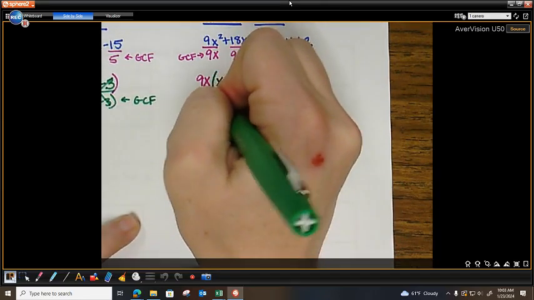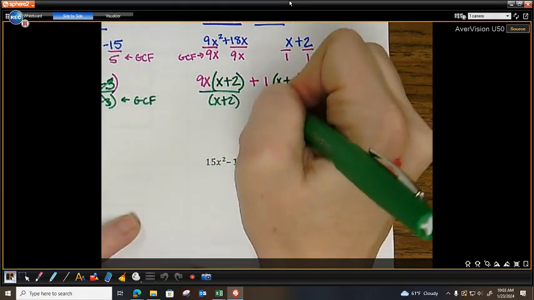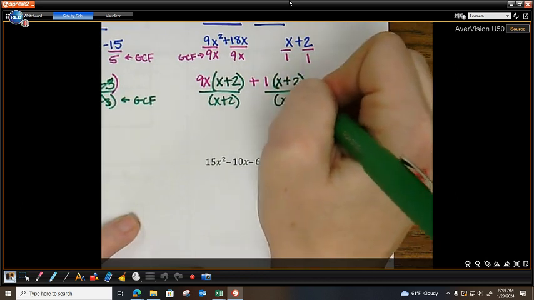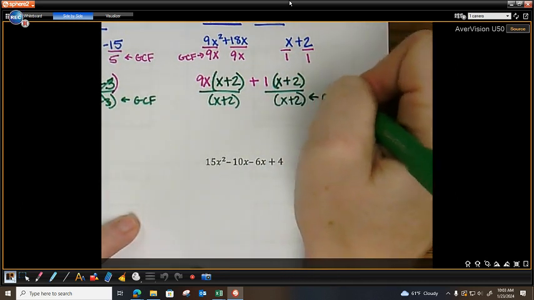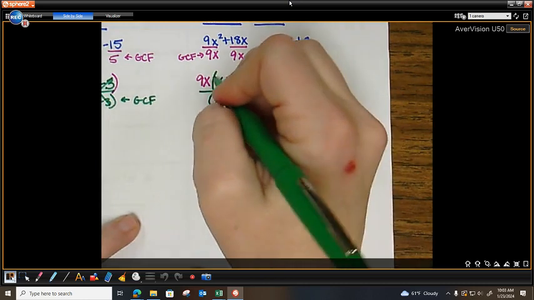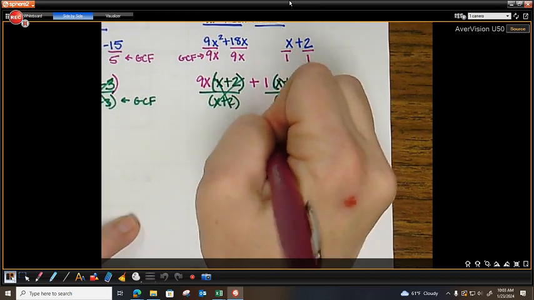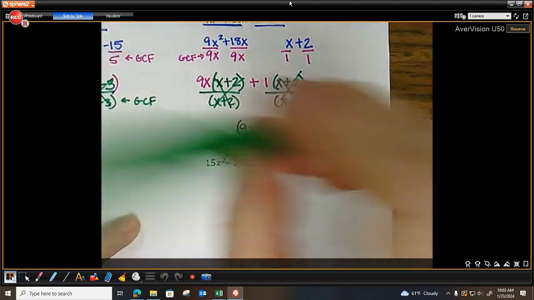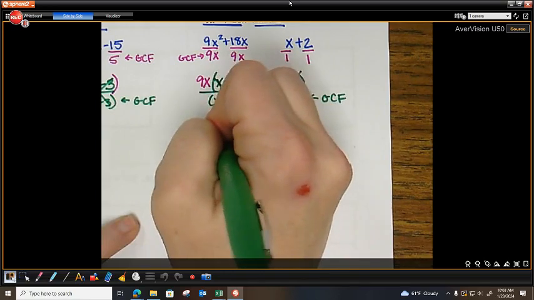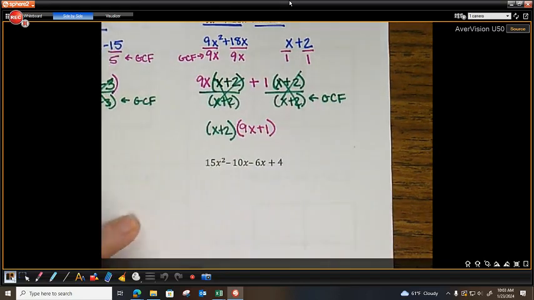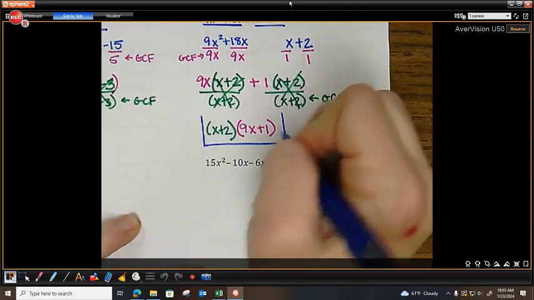Divide by your GCF, which is your binomial, which is your parentheses. Well, when I do that, they cancel out. And what am I left with? Put it in parentheses, and what's my GCF? Now again, if I flip-flopped those parentheses, would that be okay? Yes.